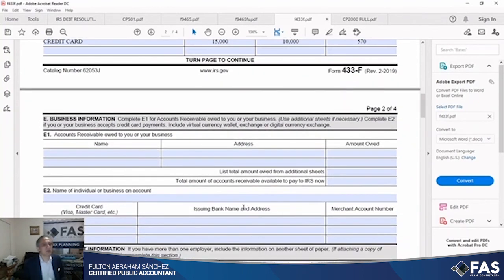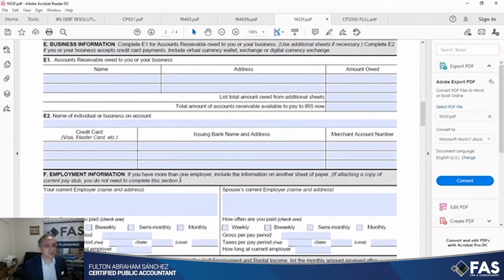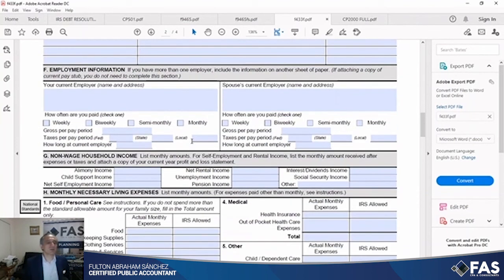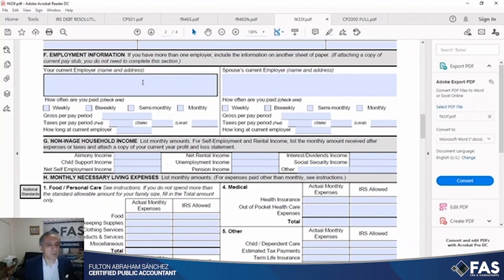The business information, this is only if you have a business. This is not the case. Employment information, you need to fill in the information of your employer. I'm gonna just say this is employer name and address. This is 147 Street, Miami, Florida, 33133. You're paid bi-weekly.